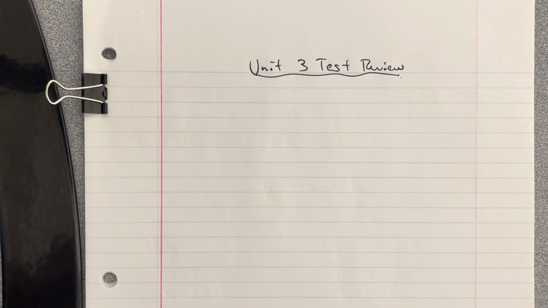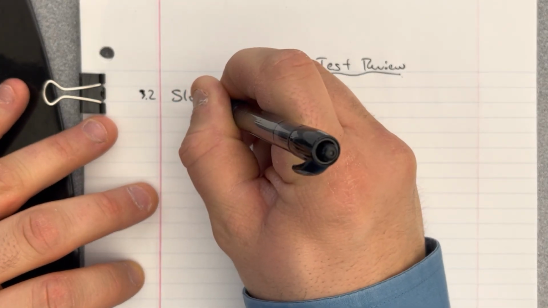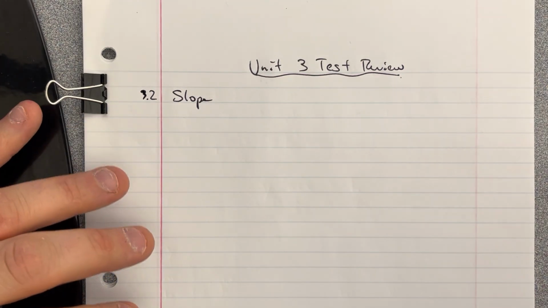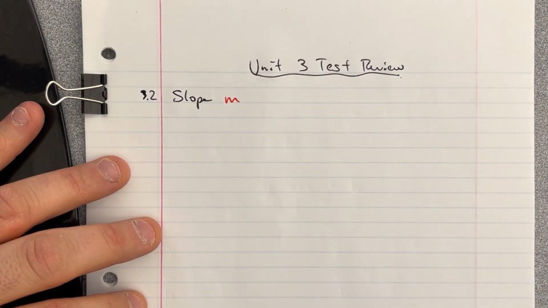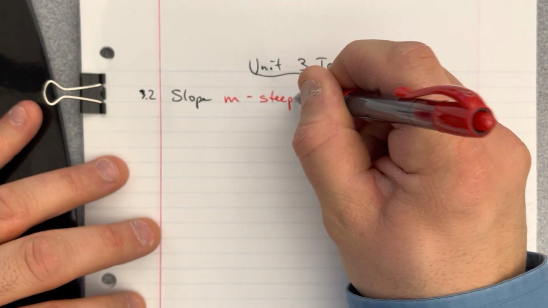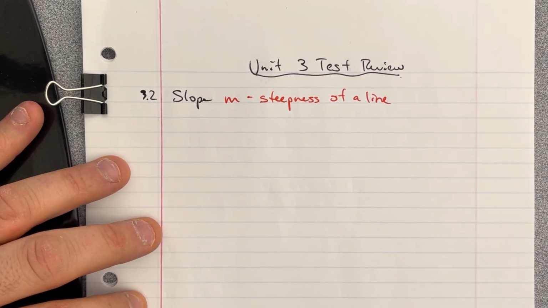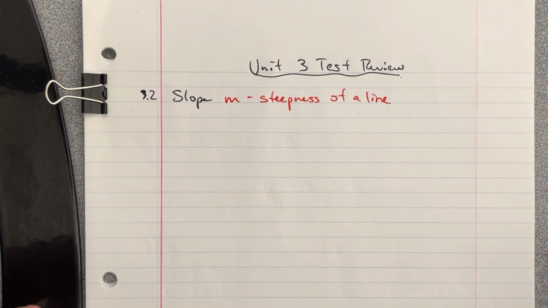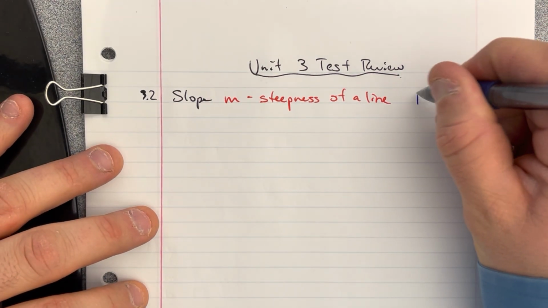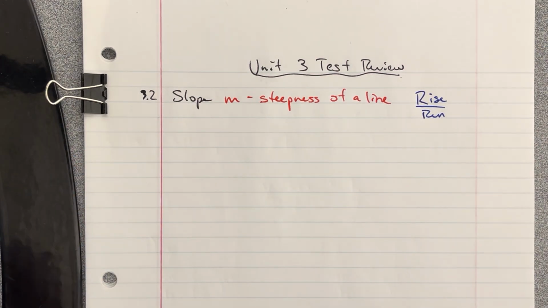So we started out this unit talking about, in section 3.2, slope. And we identified slope as a variable at one point as the letter m. And we also defined it as the steepness of a line. But the most important thing I think that we've learned is that slope is that three-word phrase of rise over run. And that's going to help us find slopes of lines or create lines based on a specific set of slopes.